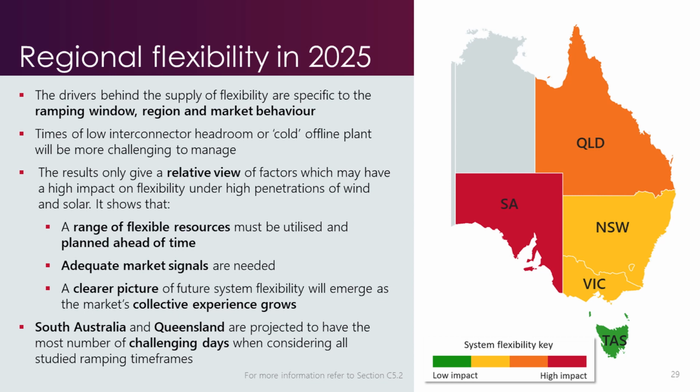When you put all that together within the bounds of this analysis, we found that full utilisation of wind and solar has the largest impact on system flexibility in South Australia and Queensland. This is based on the number of challenging days in each region assessed over all sensitivities and all timeframes.